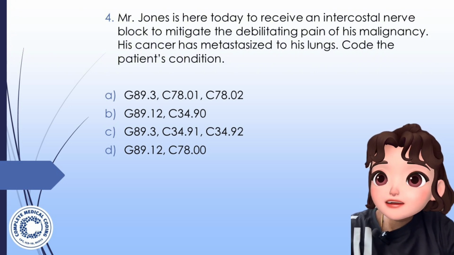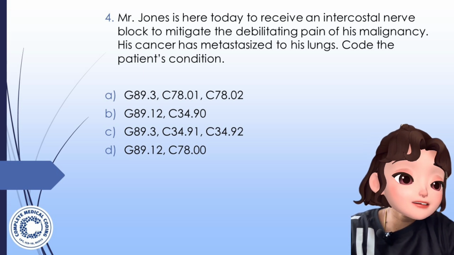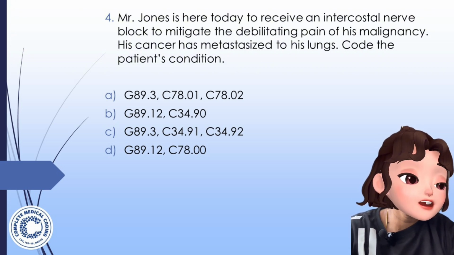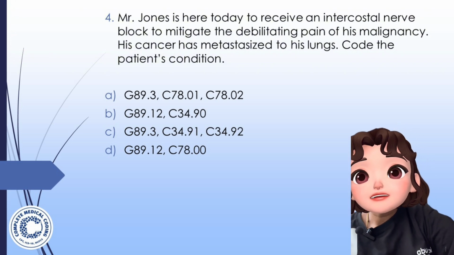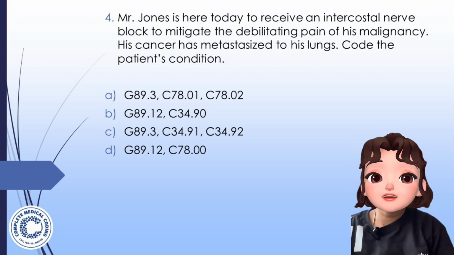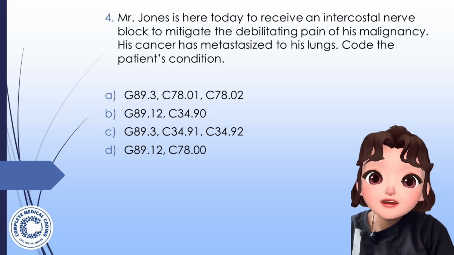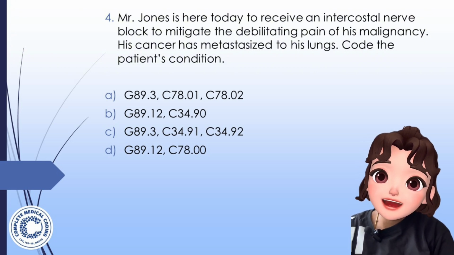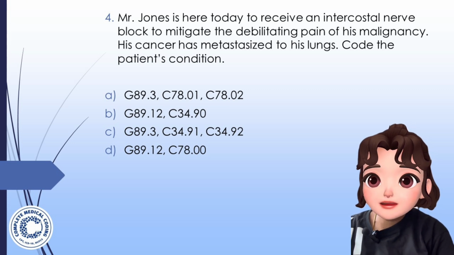What are the C codes in option C? C34.91 and C34.92. What is C34.91 and 92? C34.91 and 92 represent malignant neoplasm of unspecified part of right bronchus or lung. No, our diagnosis related to lung cancer should be secondary. So the correct ICD codes related to the lung cancer will be secondary lung cancer, which is there in option A, C78.01 and 02.